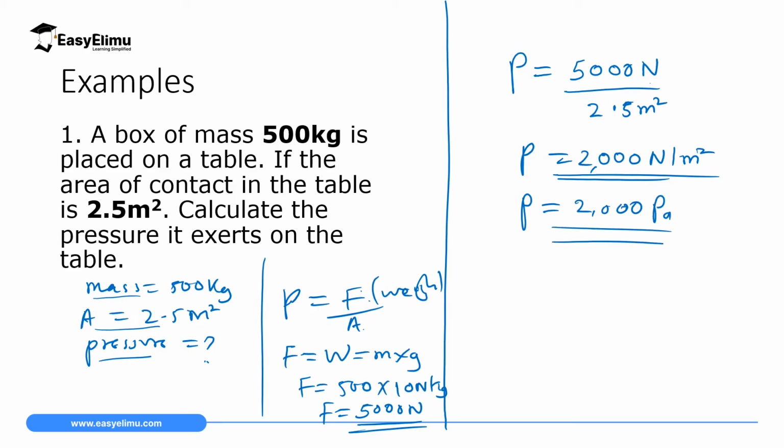So what you do first, when you are given mass in kgs, you convert the mass to weight, and the weight now you get it as mass times gravitational constant, which is 10 on planet Earth. Then you use it as a force, then you calculate the pressure the box exerts on the table.